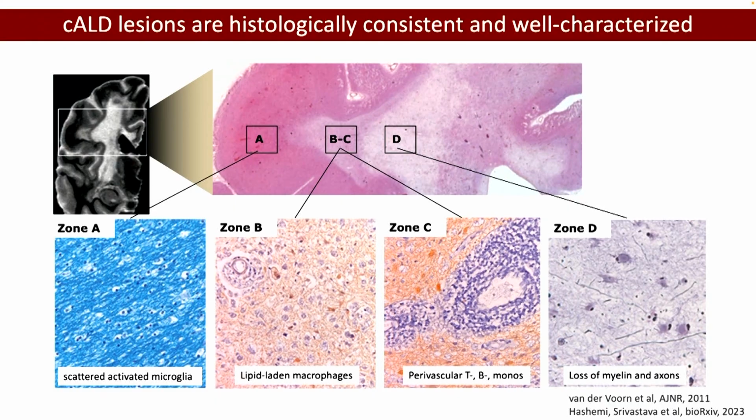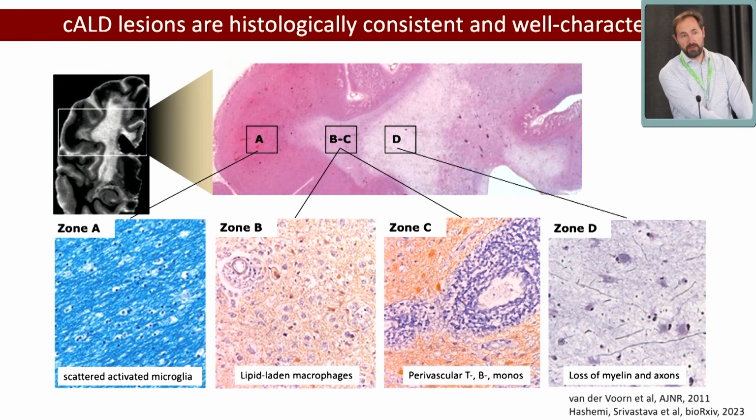We understand a bit of the histology. This is where things really started for cerebral ALD, when pathologists described the first cases. There's a lot here that looks like multiple sclerosis and other diseases, at least superficially. They are not completely similar diseases, obviously, but there are some similarities.